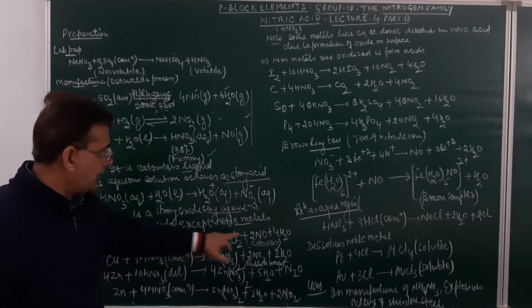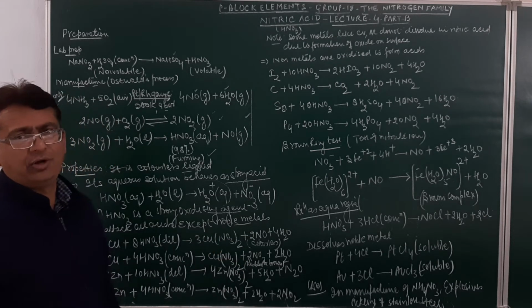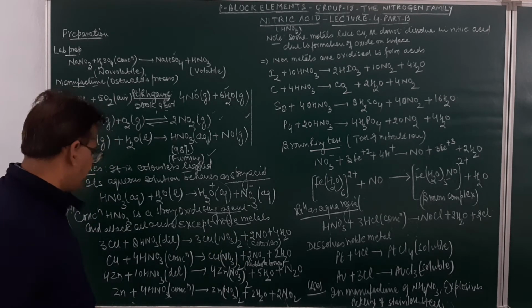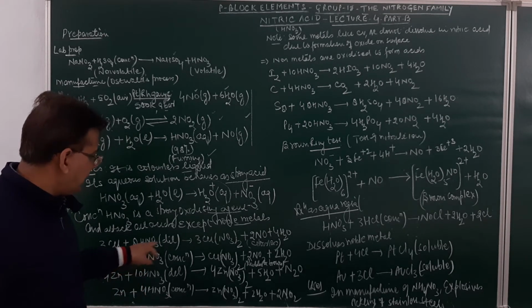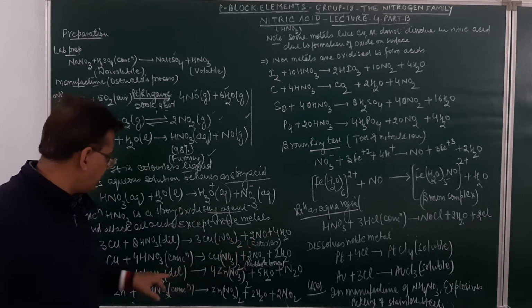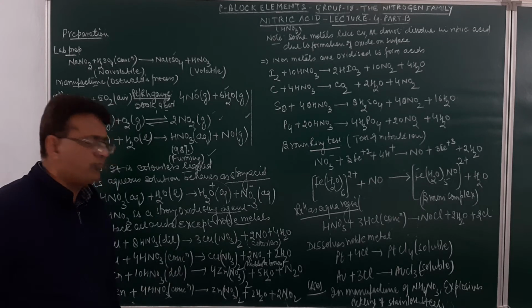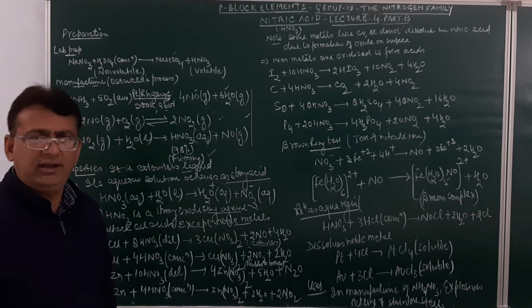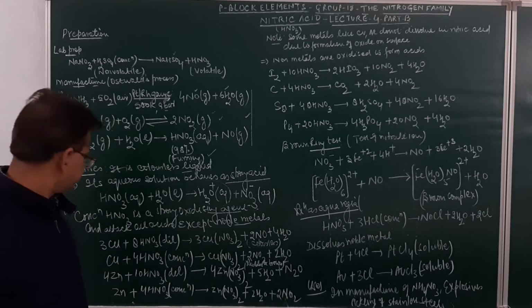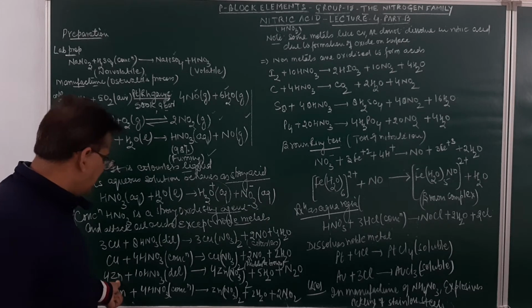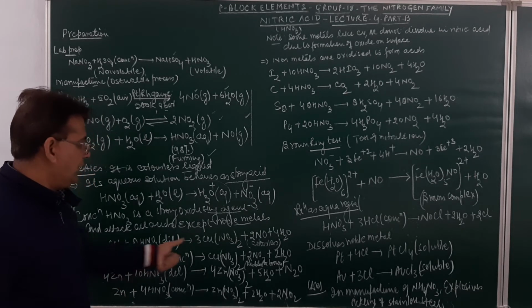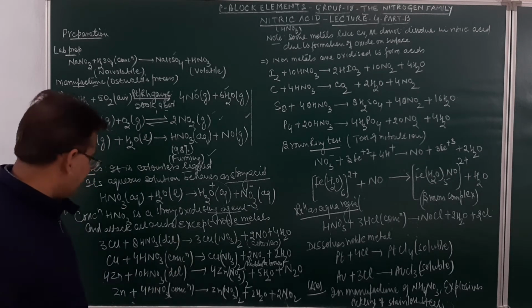When copper reacts with dilute nitric acid, colorless and odorless gas, nitric oxide will be given out. So always remember, with the dilute nitric acid, nitric oxide is given out. With the concentrated nitric acid, reddish brown gas, nitrogen dioxide is evolved. Am I clear? Now similarly, all other metals will evolve nitric oxide.